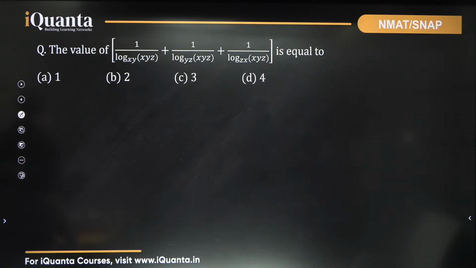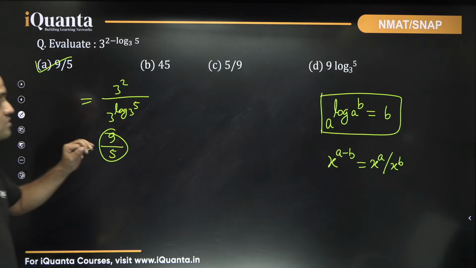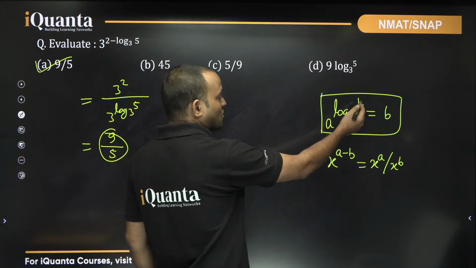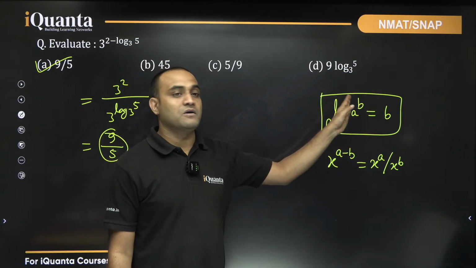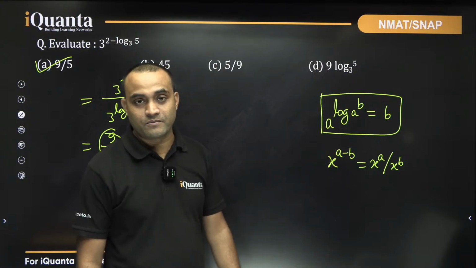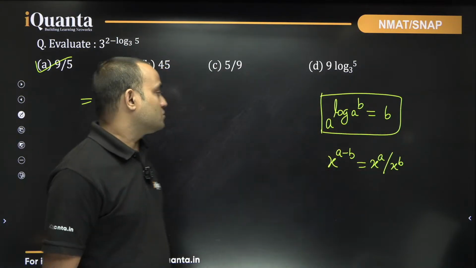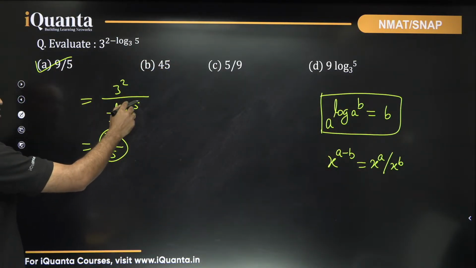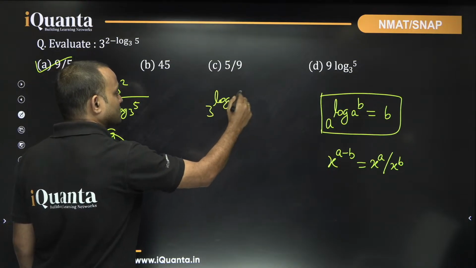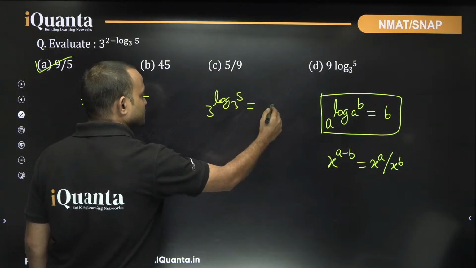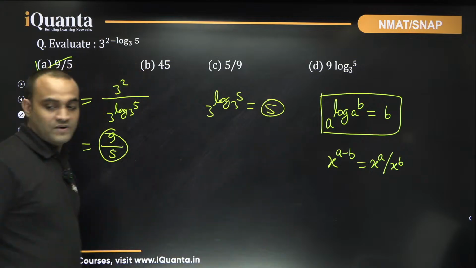How did I get 5? Sebastian, follow this formula, as I said: a to the power log b base a is equal to b. So this will be 3 to the power log 5 base 3. This will be equal to straight away 5.